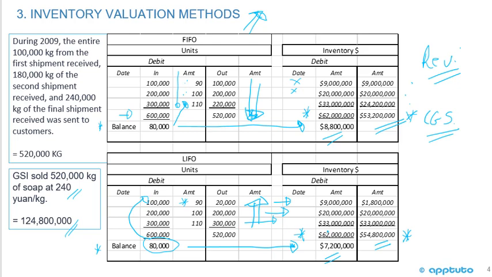That 300,000 times 110 is gone, 33 million. The 20 million is the same, but here's the difference. Under FIFO, first in, first out, all that inventory is sold at 90, but here only 20,000 units are sold at 90 and the 80,000 is sitting in inventory, okay? So we can see the cost of goods sold is higher. You can see 54,800. The cost of goods sold is higher under the LIFO method and our ending inventory is lower.